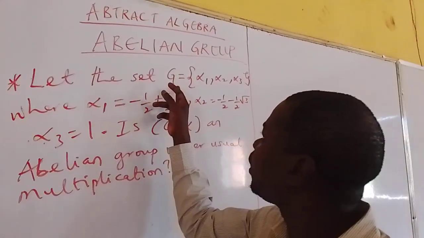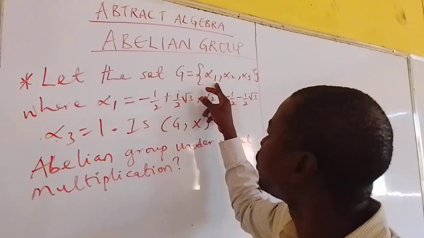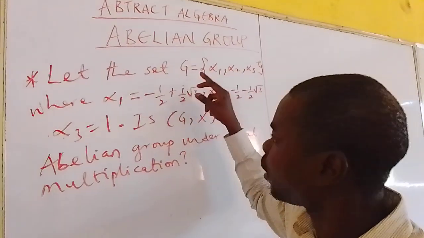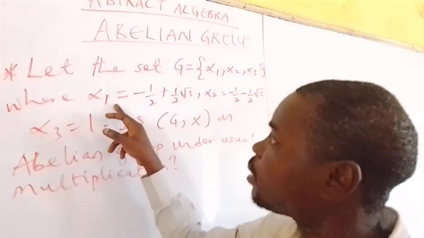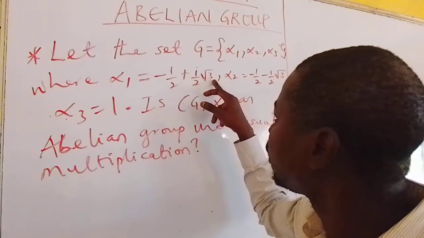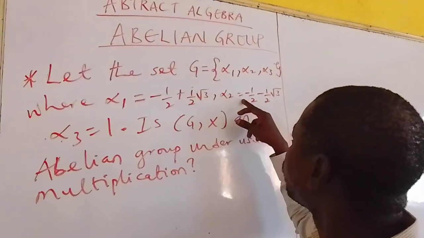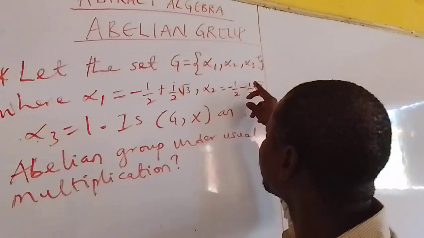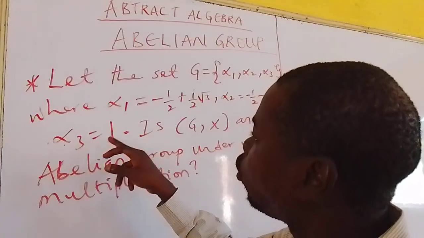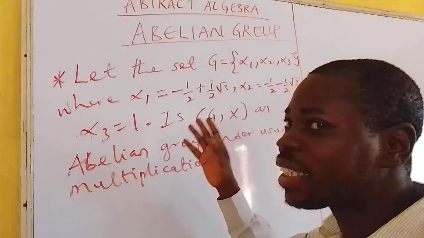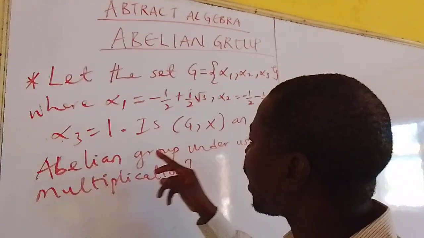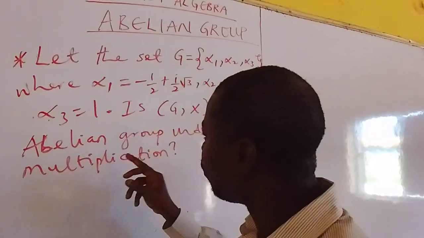Let the set G be equal to {alpha 1, alpha 2, alpha 3}. This is a set where alpha 1 is equal to minus half plus i over 2 root 3, alpha 2 is equal to minus half minus i over 2 root 3, and alpha 3 is equal to 1. They now want us to investigate whether G, multiplication, is an Abelian group under usual multiplication.